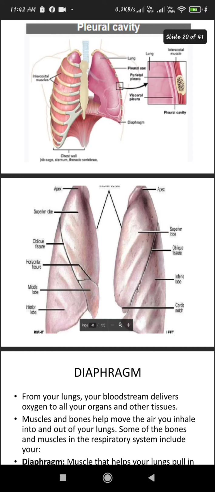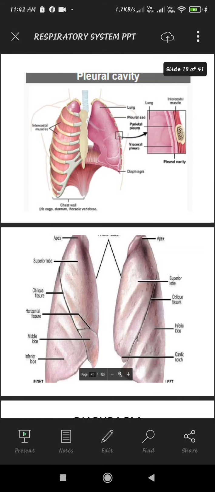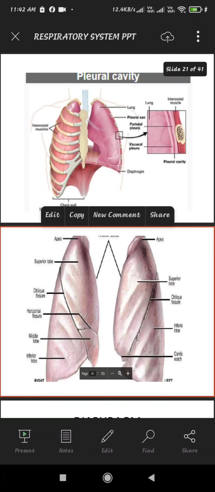Okay, now from this it is visible that our lungs, this lung is of 2 lobes, and this lung is of 3 lobes, 1, 2, 3.